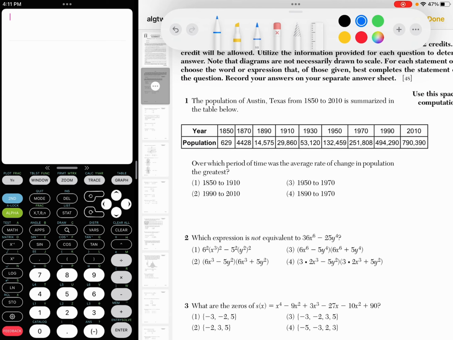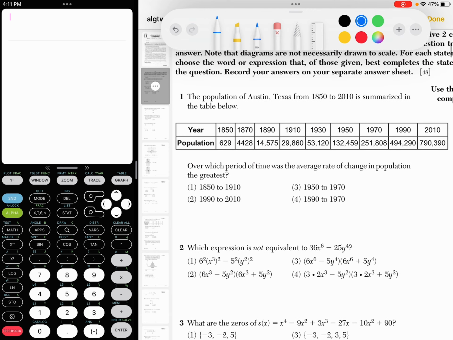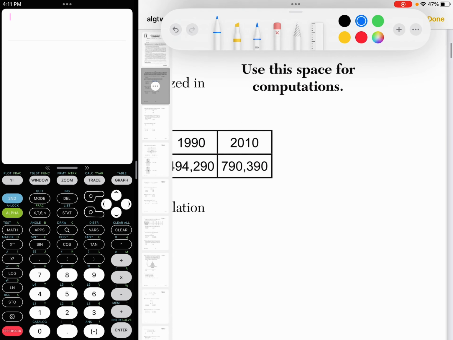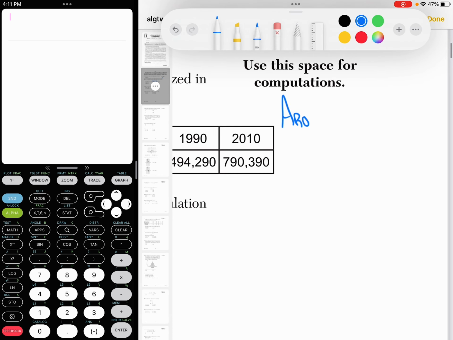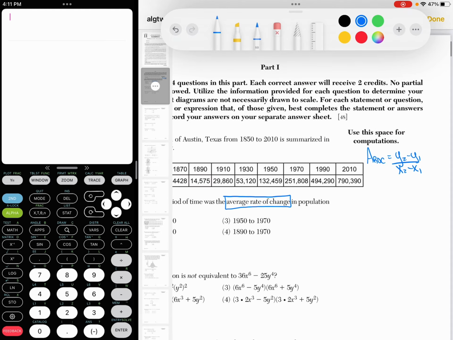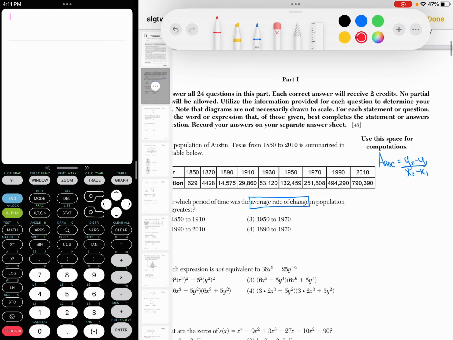Question number 1 says the population of Austin, Texas from 1850 to 2010 is summarized in the table below. Then it gives you the table and says over which period of time was the average rate of change in population the greatest. A couple things I'm noticing right at first: average rate of change is a formula. When you see those words, you immediately need to be thinking about the average rate of change formula. The average rate of change formula is y2 minus y1 over x2 minus x1, which means you need 2 points, an x1, y1, and an x2, y2.